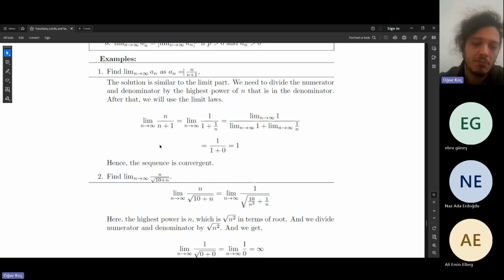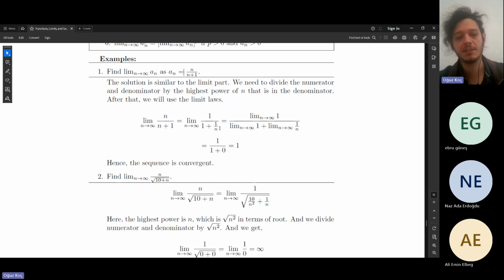And here the highest power of n is 1. Therefore, we need to divide both sides by n. When we divide both sides by n, we get 1 in the upper side, and in the lower side 1 plus 1 over n.